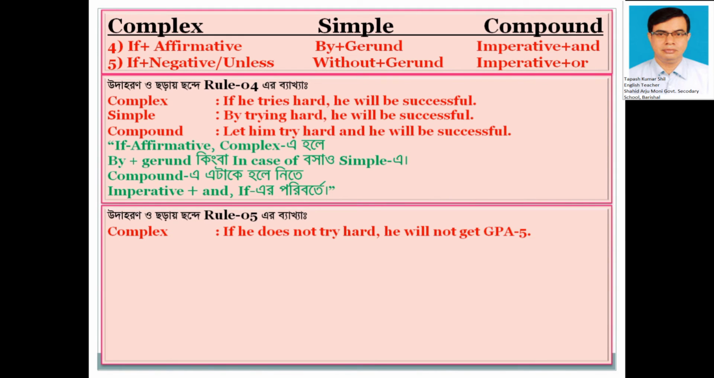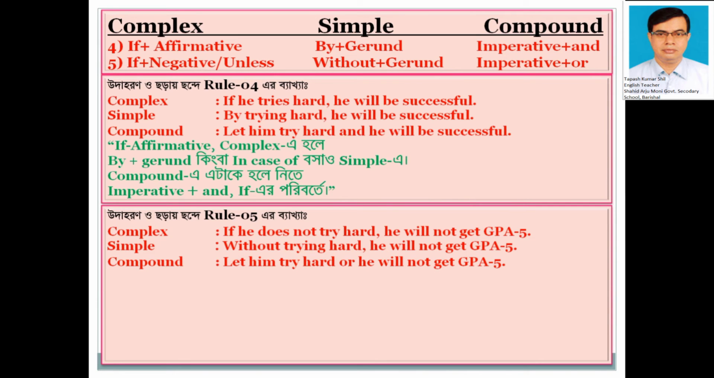First example. Complex: If he does not try hard, he will not get GPA 5. Simple: Without trying hard, he will not get GPA 5. Compound: Let him try hard, or he will not get GPA 5.